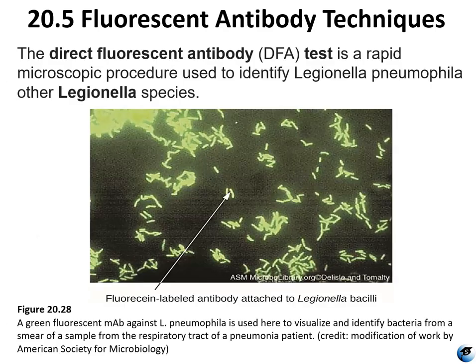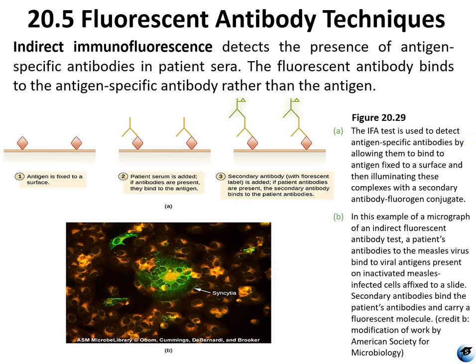So let's have a look at the direct fluorescent antibody, the DFA test. This is a really quick and relatively easy procedure, and it's routinely used to identify Legionella pneumophila, otherwise known as Legionnaire's disease. So what you do is you stain them with green fluorescent proteins, and then you can use that and dark field microscopy to view the bacteria. This image is showing a smear from the respiratory tract of a pneumonia patient. That just involves a fluorescent dye directly applied to a sample taken from a patient.